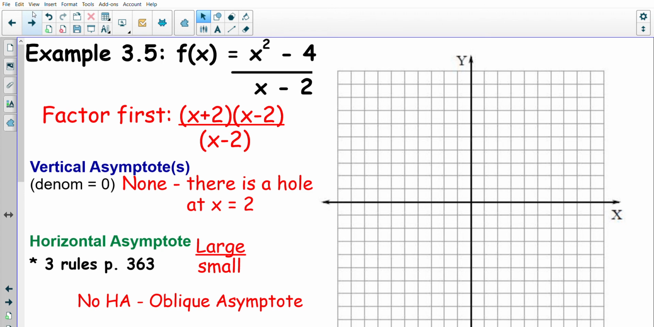The other thing I'm going to look for is the horizontal asymptote. What you notice is that there's degree 2 on the top and degree 1 on the bottom. That's a larger degree over a smaller degree, which means we don't have any horizontal asymptotes. We have oblique asymptotes. And these are graphs that I'm not asking you to draw.